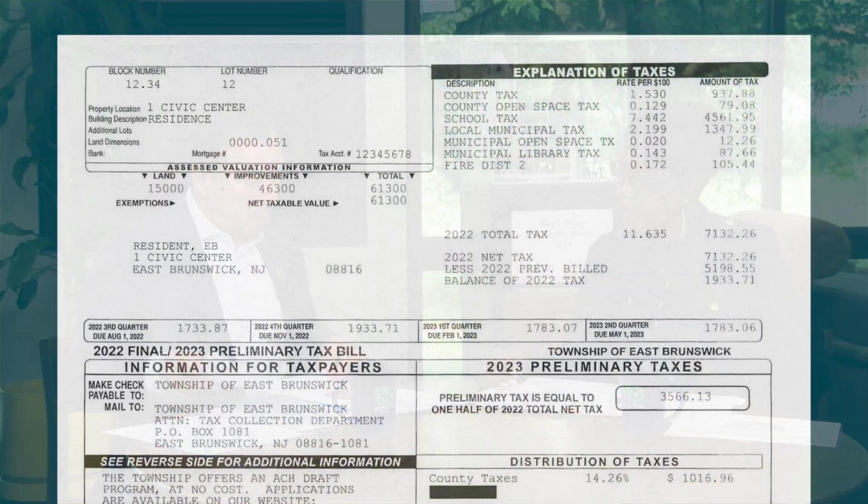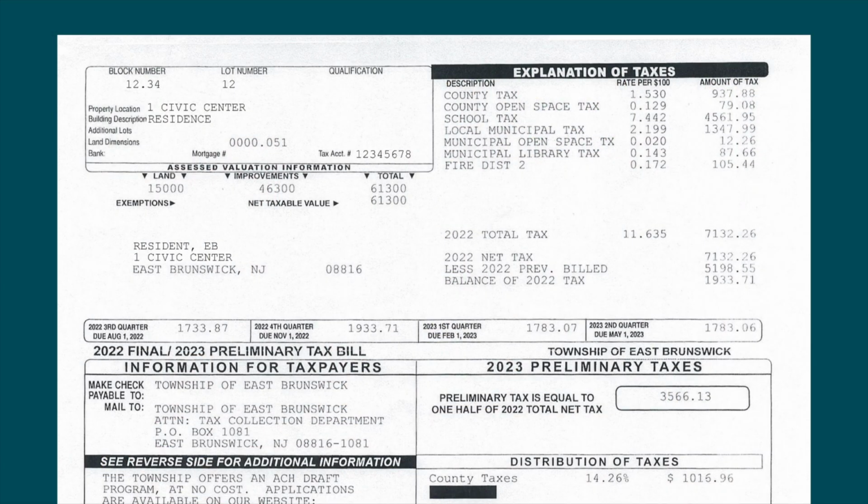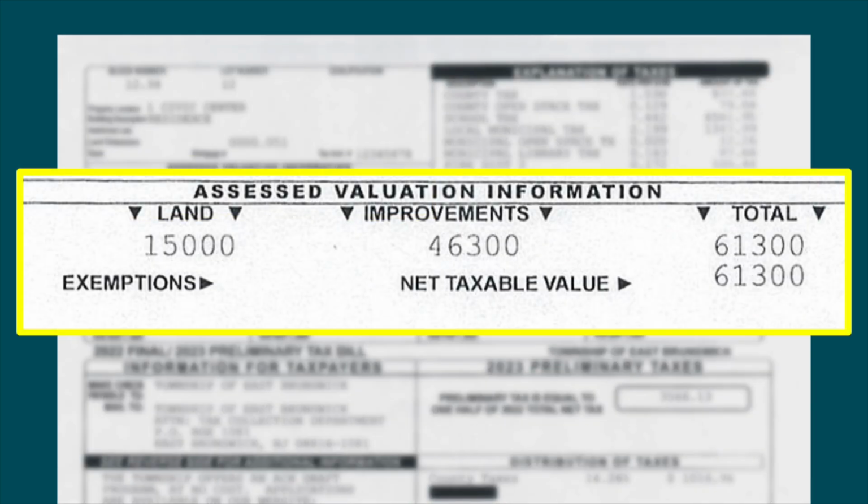So as we go back to the bill that you see, and this one's obviously we've taken out any personal information, but if you look directly under the identifying information on the left-hand side, you'll see an area that says assessed valuation information. There are two different things that compile the total value of your property. The land itself, and then what we call improvement, which is almost always the house. Exactly.